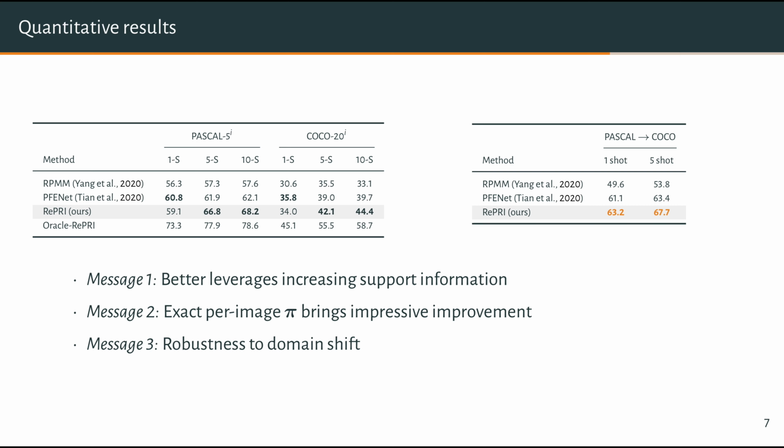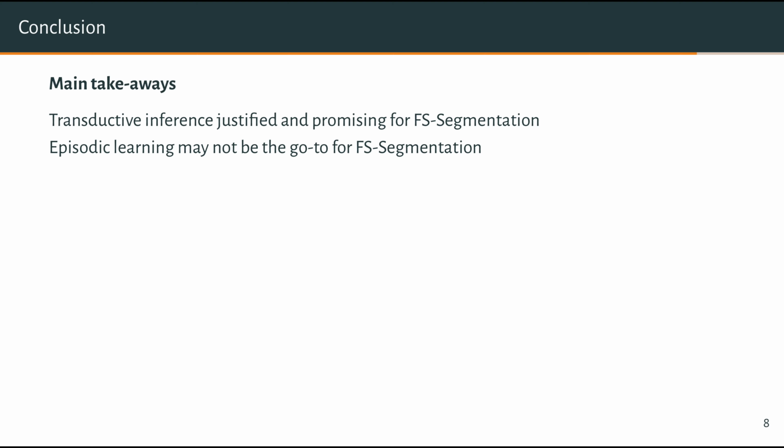Finally, we introduce a domain shift scenario, and we observe that our method seems to be more robust to this type of domain shift than existing methods. So as a conclusion, well, the main takeaway is that first, this transductive inference seems to be very promising for the few-shot segmentation setting, and we encourage future methods to use that.